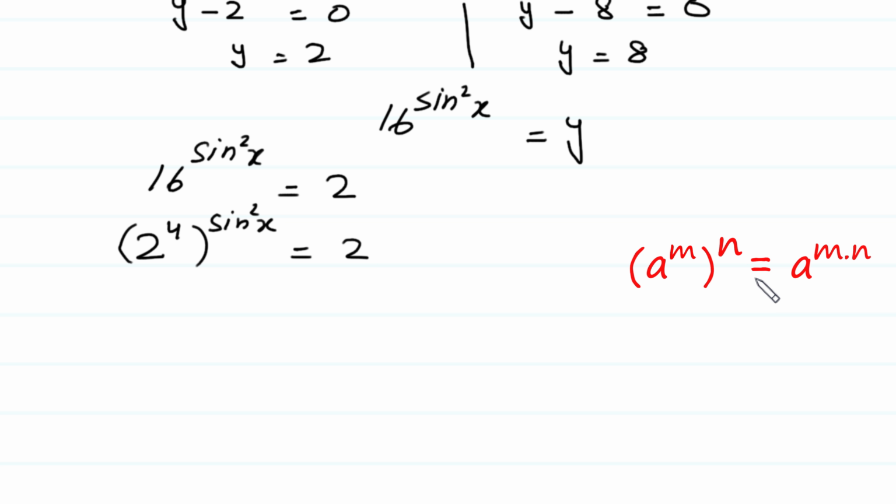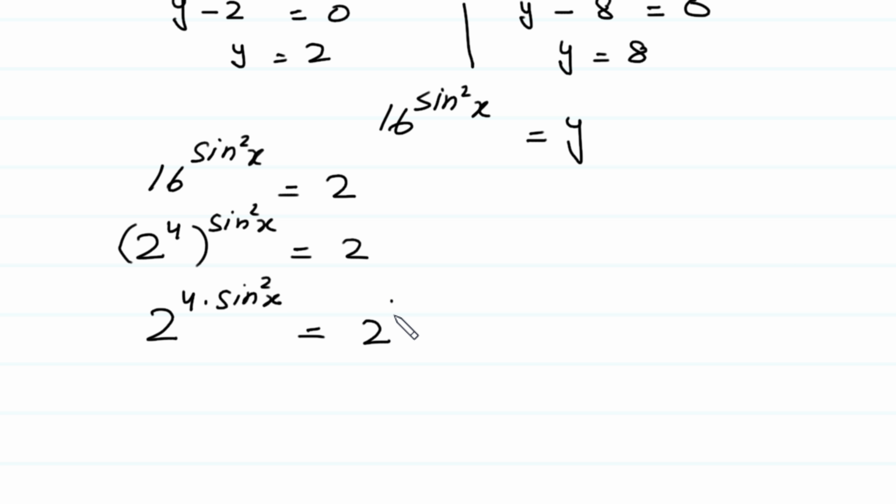Now there is a rule of exponents that a to the power m to the whole power n is equal to a to the power m times n. According to this rule, this power 4 is multiplied by this power sine square x, like this: 2 to the power 4 times sine square x is equal to 2, and this 2 has power 1 here and base is same at both sides, so this 2 will be cancelled with this 2 and here left 4 times sine square x is equal to 1.